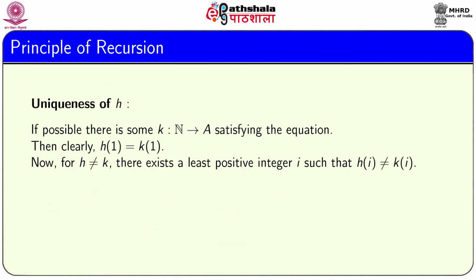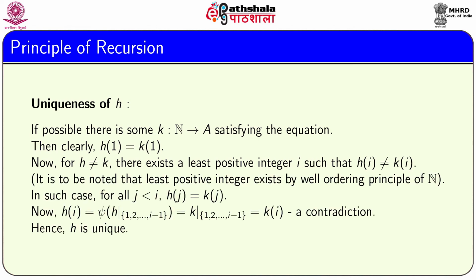Now, to prove the uniqueness of h, if possible, let there be some k satisfying the same condition, then clearly h(1) is equal to k(1). Now, for h not equal to k, there exists some positive integer, and we suppose that is the least positive integer i, such that h(i) is not equal to k(i). Now, why are we saying so? It is known that the least positive integer exists by the well ordering principle of natural numbers.